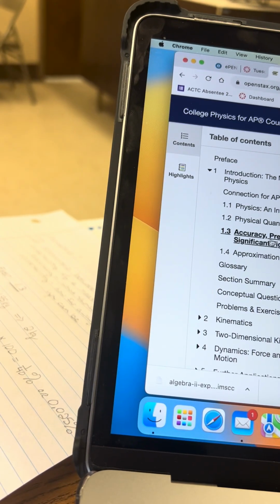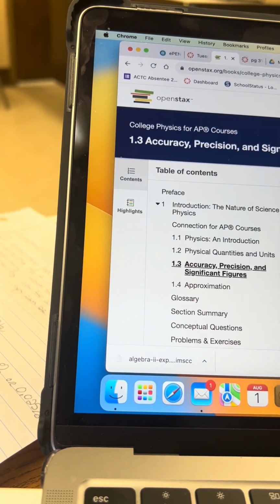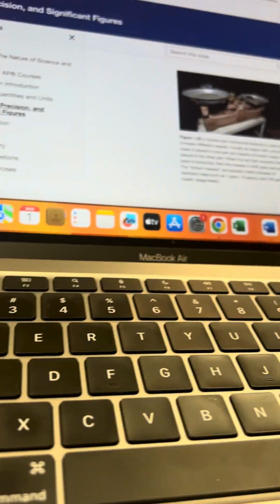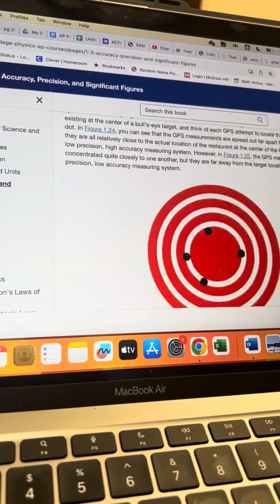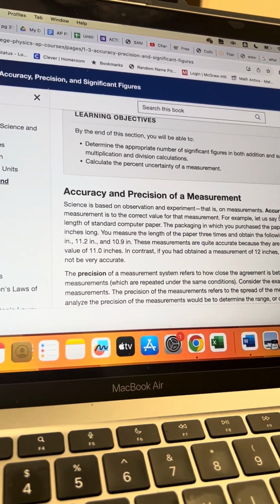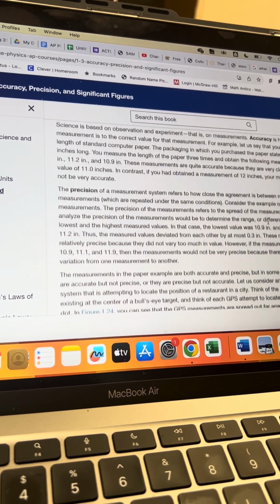Okay, so in physics today, we're in section 1.3, talking about accuracy, precision, and significant figures. I think you understand this, at least accuracy and precision, pretty well. Accuracy, of course, is getting close to the real measurement. So, like on a target, if you hit the bullseye, you're pretty accurate.